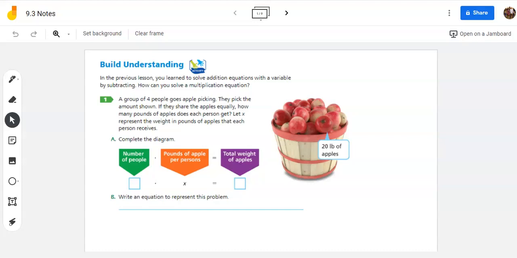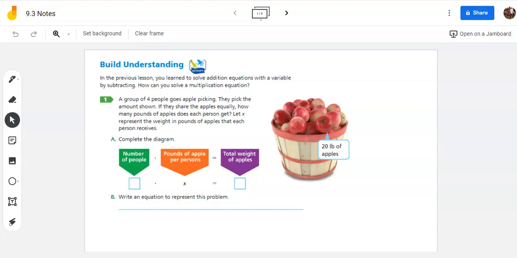This is Module 9, Lesson 3. This lesson is titled Use Multiplication and Division Equations to Solve Problems. So in Module 9, Lesson 2, we did addition and subtraction, and now we're going to do multiplication and division. You can find this on page 288, and we're going to start on the top with build understanding.